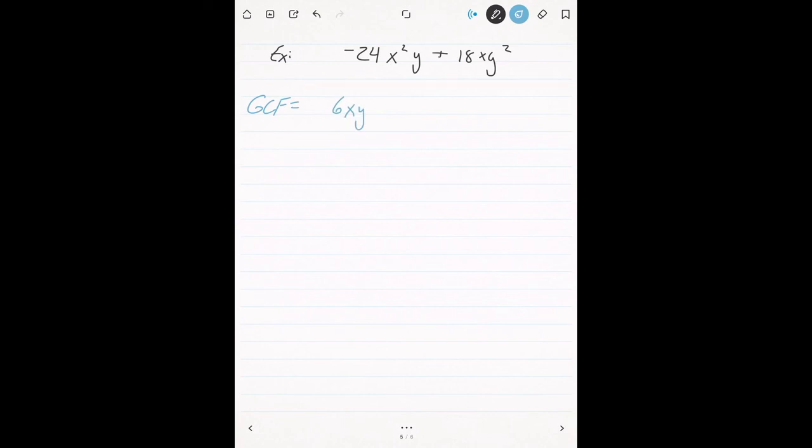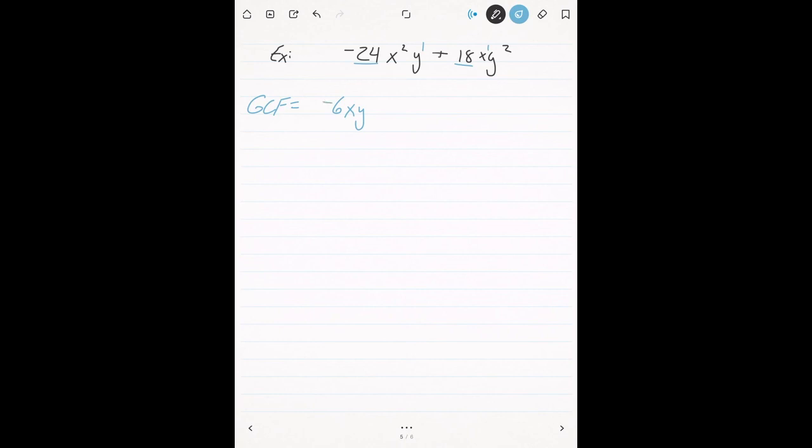All right, well, hopefully you're noticing that the 24 and the 18 have the factor of 6 in common. There's an x squared in this term, but there's an x to the first in this term. So they at least have one x in them. And then for the y's, there's a y squared here, but there's a y to the first here. So they at least have only one y in them. So 6xy is going to be our GCF. I'm going to change this around just a little bit.